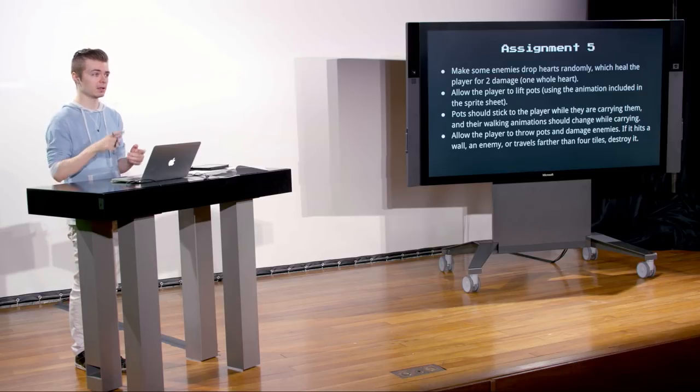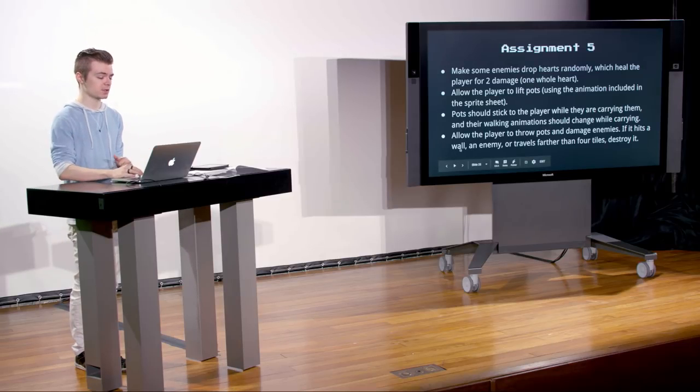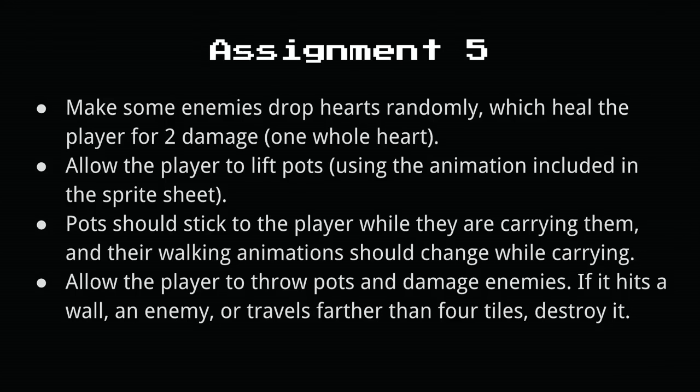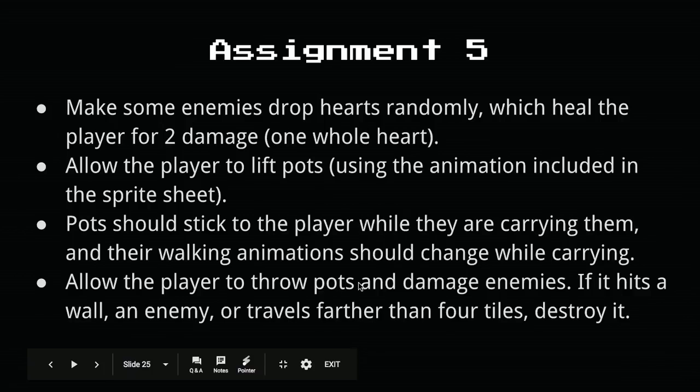So when you throw the pot, basically turn the pot into a projectile. If it hits one of the walls, break it. You can either just despawn it instantly or have some animation. It's up to you. But if it hits a wall, despawn it, maybe just trigger some value as false, render as false. Whatever you want to do.